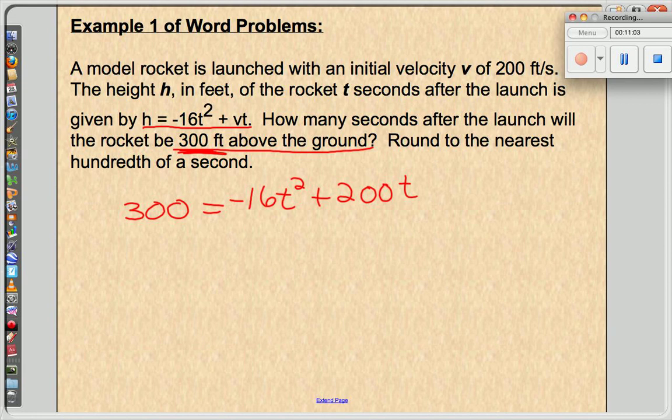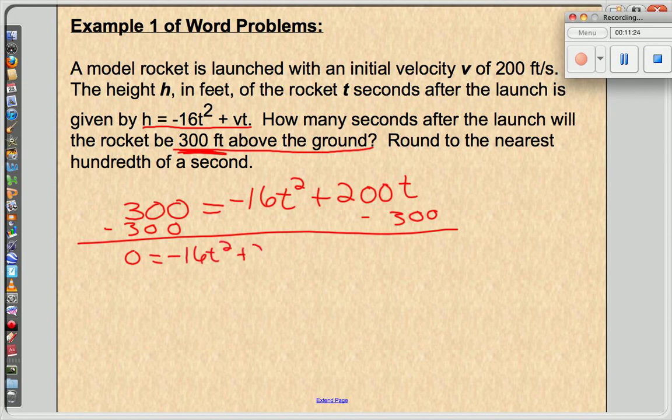So in this first example, they're asking me how many seconds until it will be at a certain height. They're not asking me for the maximum. They're not asking me how high the rocket's going to go. They're just saying what's the height. So what I'm going to do is subtract 300 from both sides, and I get 0 equals negative 16t squared plus 200t minus 300.